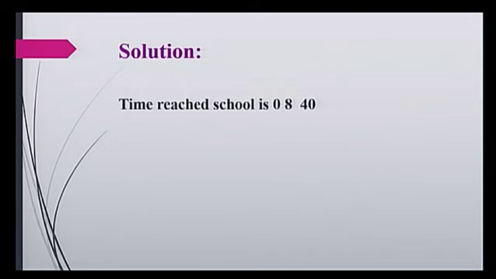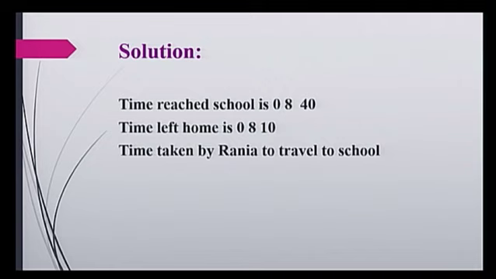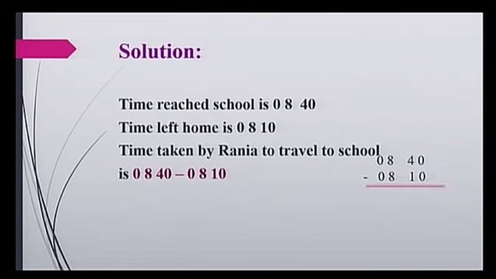So the time Rania reached school is 8:40 and the time she leaves home is 8:10. So the time taken by Rania to travel to school is 8:40 minus 8:10. That is, we do the working here, 40 minus 10, 30. So she's going to take 30 minutes to travel to school.